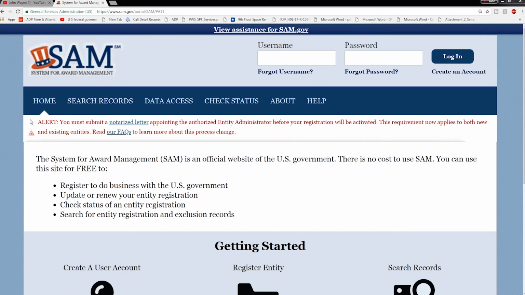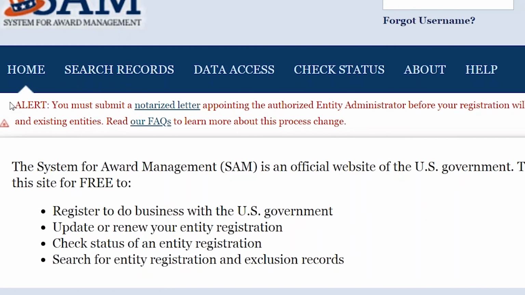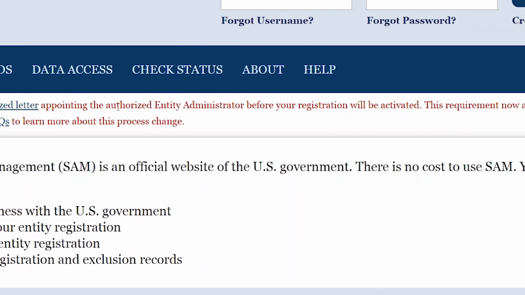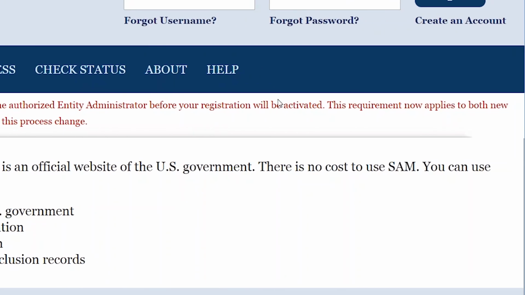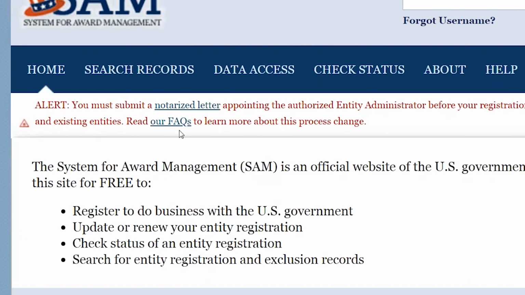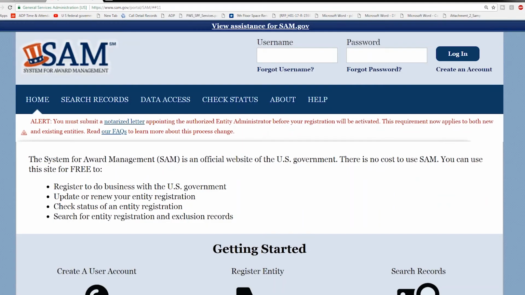You'll notice right here on the SAM homepage up top, it says you must submit a notarized letter appointing the authorized entity administrator before the registration will be activated. This requirement now applies to both new and existing entities. Read our FAQ to learn more about this process change. I'm going to show you the letter first so you see what it is, and then we're going to discuss what the letter is and why, and then what needs to be done with the letter.